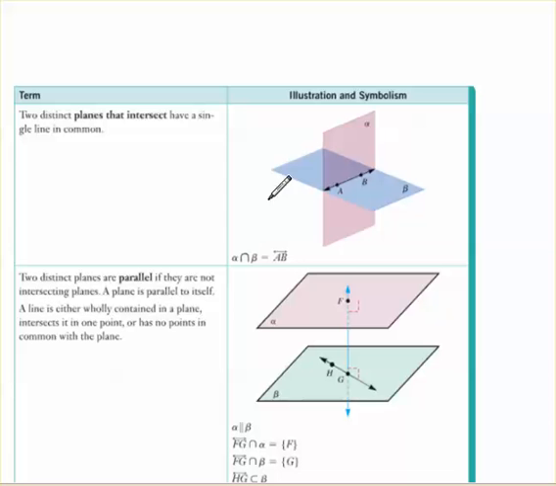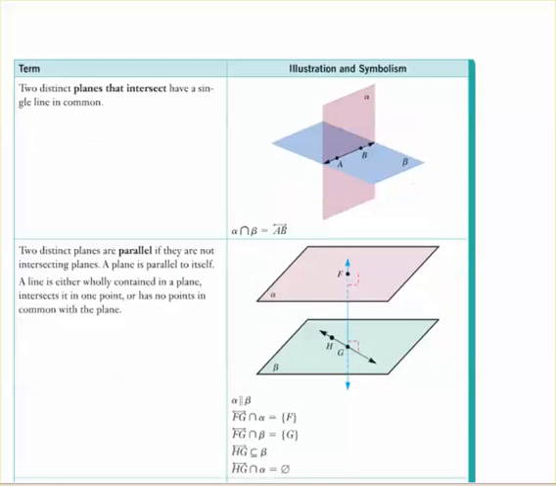Let's see what else we have here. Here's an example of parallel planes. These two planes are flat, so you can think of it as almost like the ceiling and the floor. Those are planes, but they're never ever going to touch. Two distinct planes that intersect have a single line in common. So for instance, here we have this plane and this plane that are intersecting. They intersect in this single line here of AB.